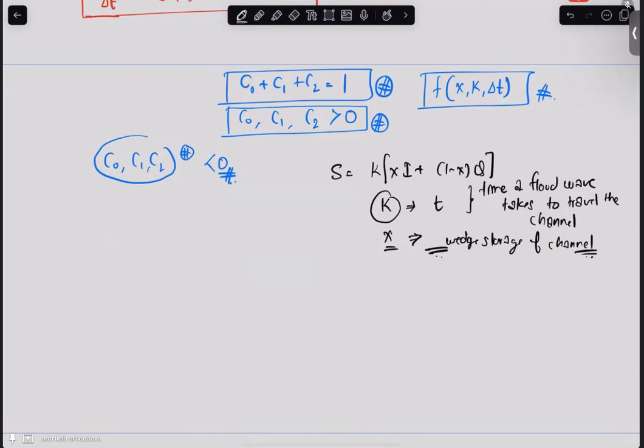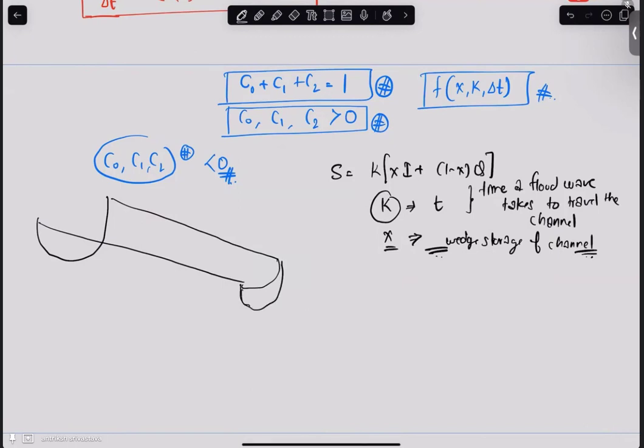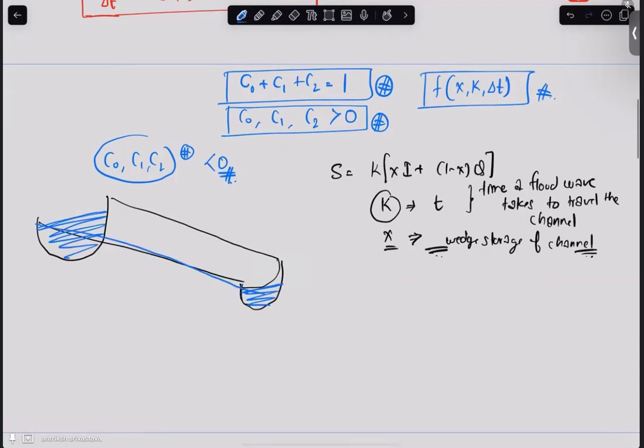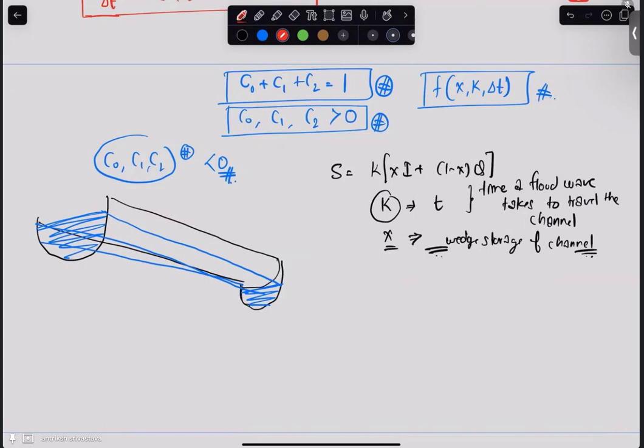So basically, when you have a river channel, you know that the flow depth is not uniform, right? It changes from the inlet to the outlet. So it might be more at the inlet and then less at the outlet. So this slope or wedge that is formed because of this non-uniform depth is associated with the X in that equation.